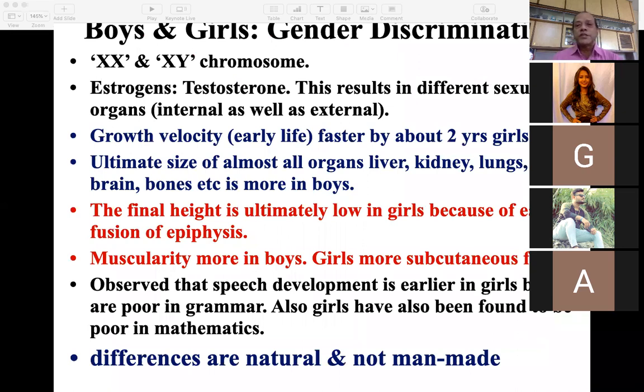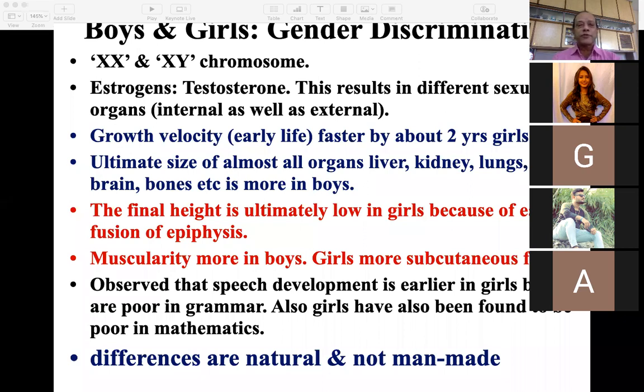We come to a very interesting thing. Every time we say that we should not differentiate between boys and girls, there should not be gender discrimination. Now, this gender difference, is it man-made or is it natural? We'll see what is the basic difference between boys and girls and who has made this difference. So basically, all of us know that it is XX chromosome in girls and XY in boys. So our body is basically different, and this is made by the genetics, made by the hormones, made by nature.